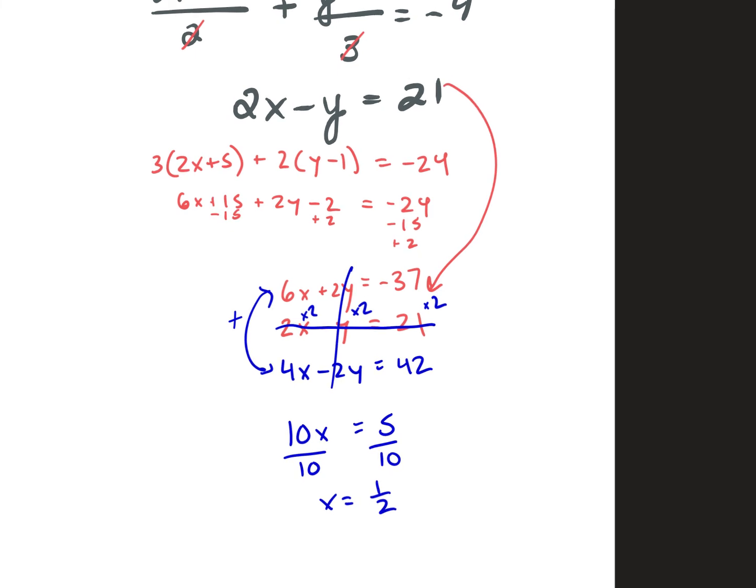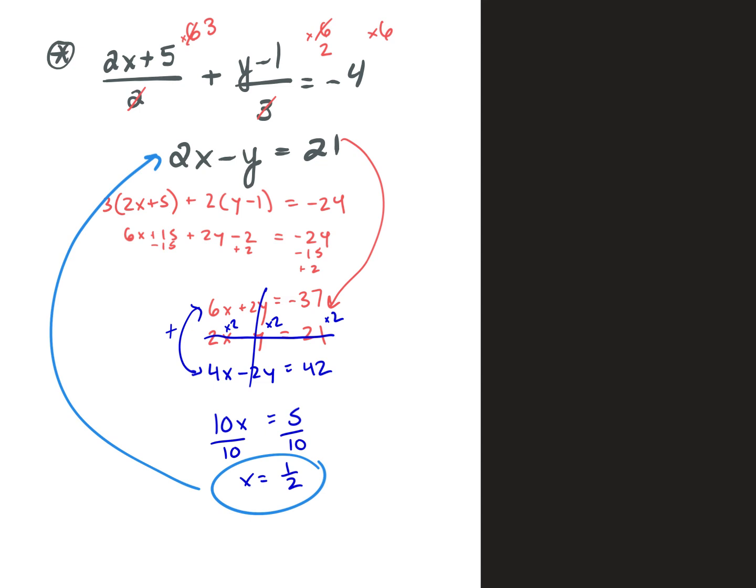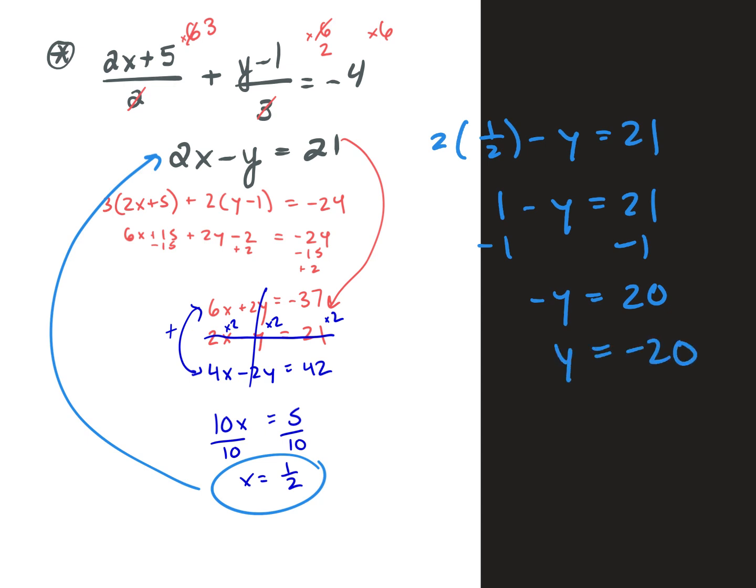Which equation should I plug this into? Definitely the second. It's a lot less math that we will have to do. So plug in 1/2 for x. I have 2 times 1/2 minus y is equal to 21. 2 times 1/2 is 1. Subtract 1 on both sides. Negative y is equal to 20. So y is equal to negative 20. So my answer is 1/2, negative 20.